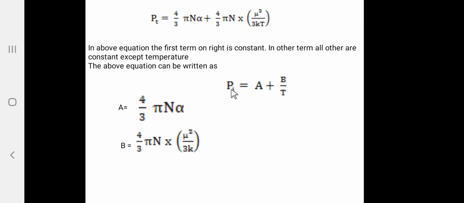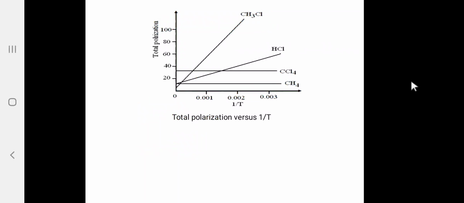Pt is the total polarization. So, let us consider the graph of total polarization versus 1 upon T for the polar as well as for the non-polar molecule. Here carbon tetrachloride and methane are the non-polar molecules. In case of the non-polar molecule, all the values of the total polarization are constant. That means there is no effect of temperature on the total polarization in case of non-polar molecule.